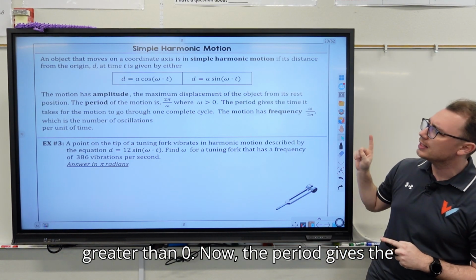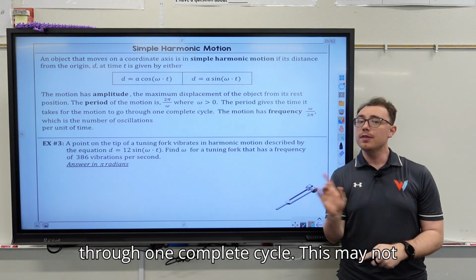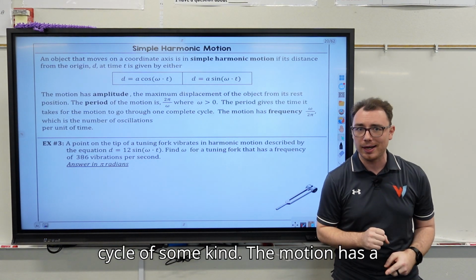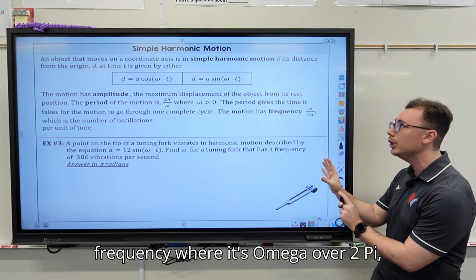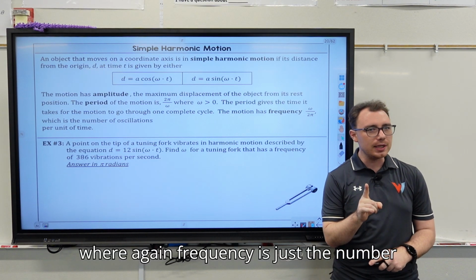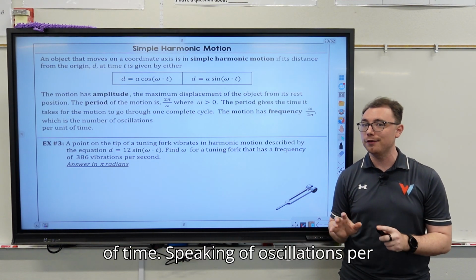Now, the period gives the time it takes for the motion to go through one complete cycle. This may not be one complete wave, but one complete cycle of some kind. The motion has a frequency, which is omega over 2 pi, where again, frequency is just the number of oscillations that occur per unit of time.